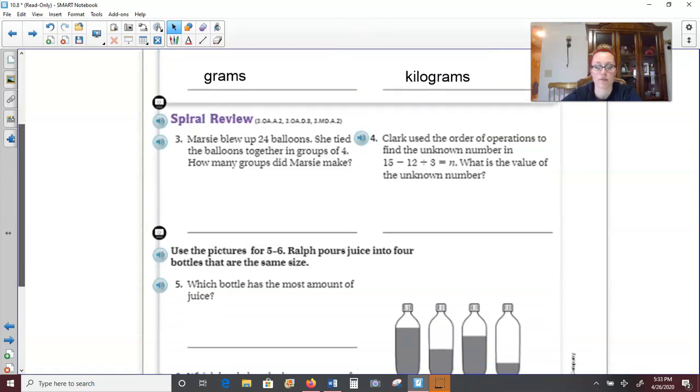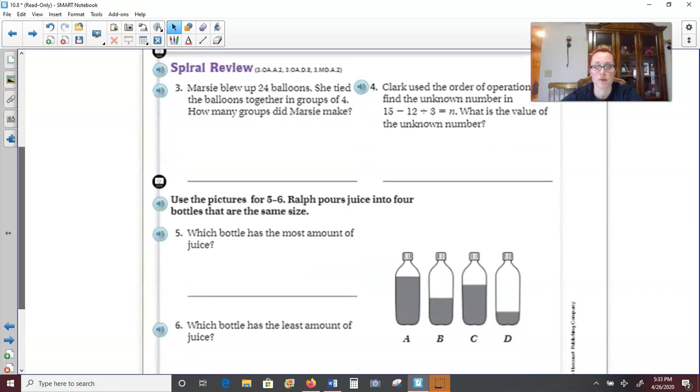Alrighty, 4 left to go. Spiral review. Marcy blew up 24 balloons. She tied the balloons together in groups of 4. How many groups did Marcy make?